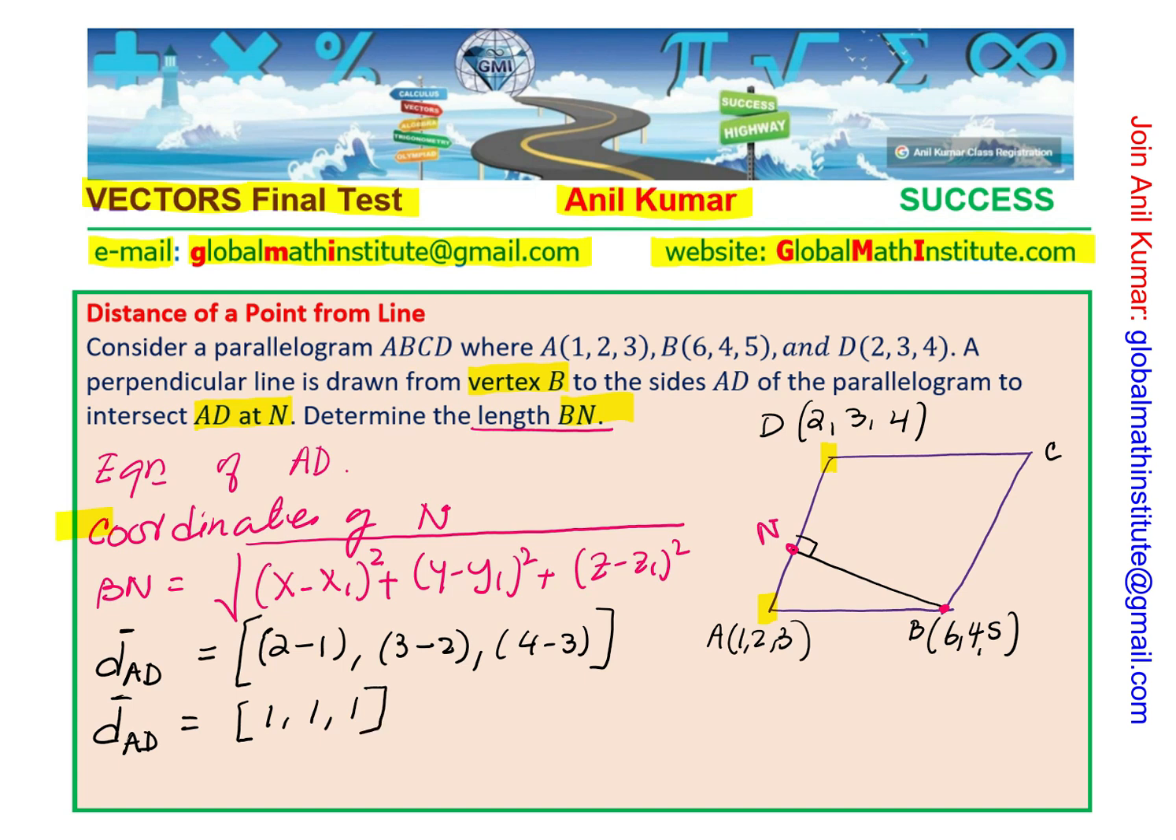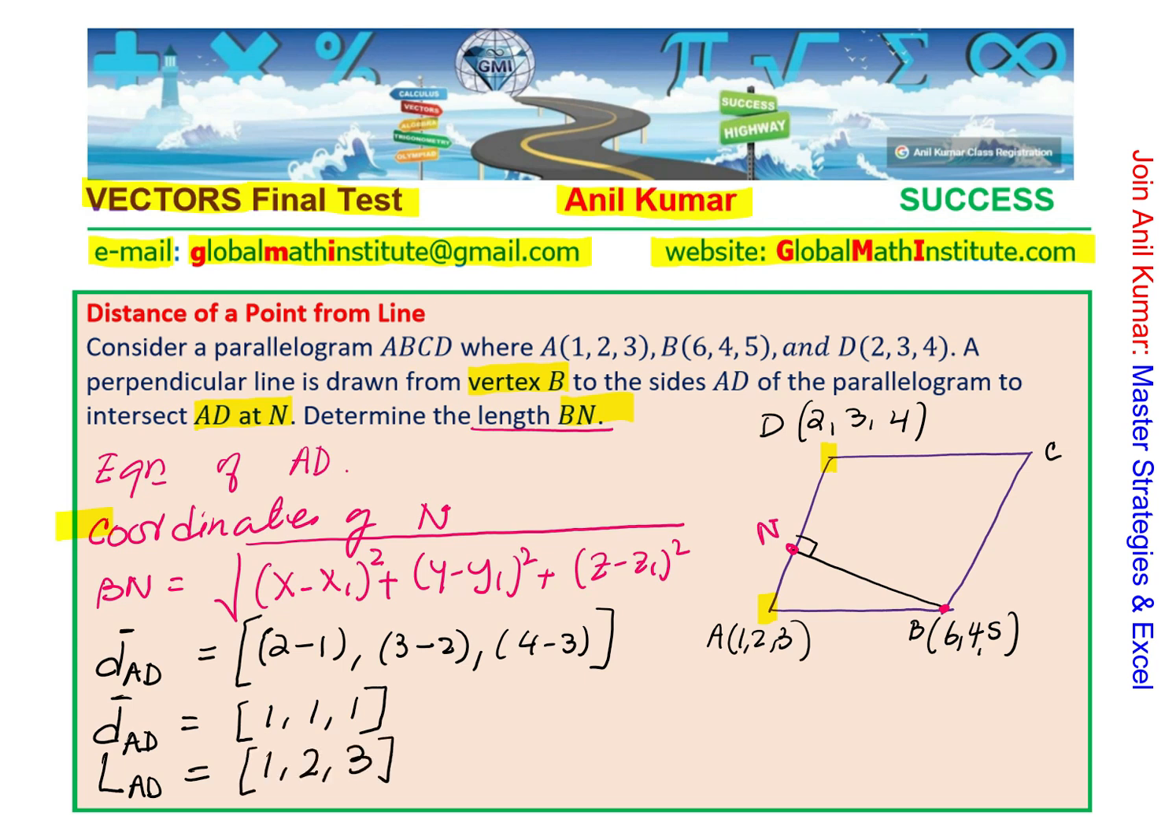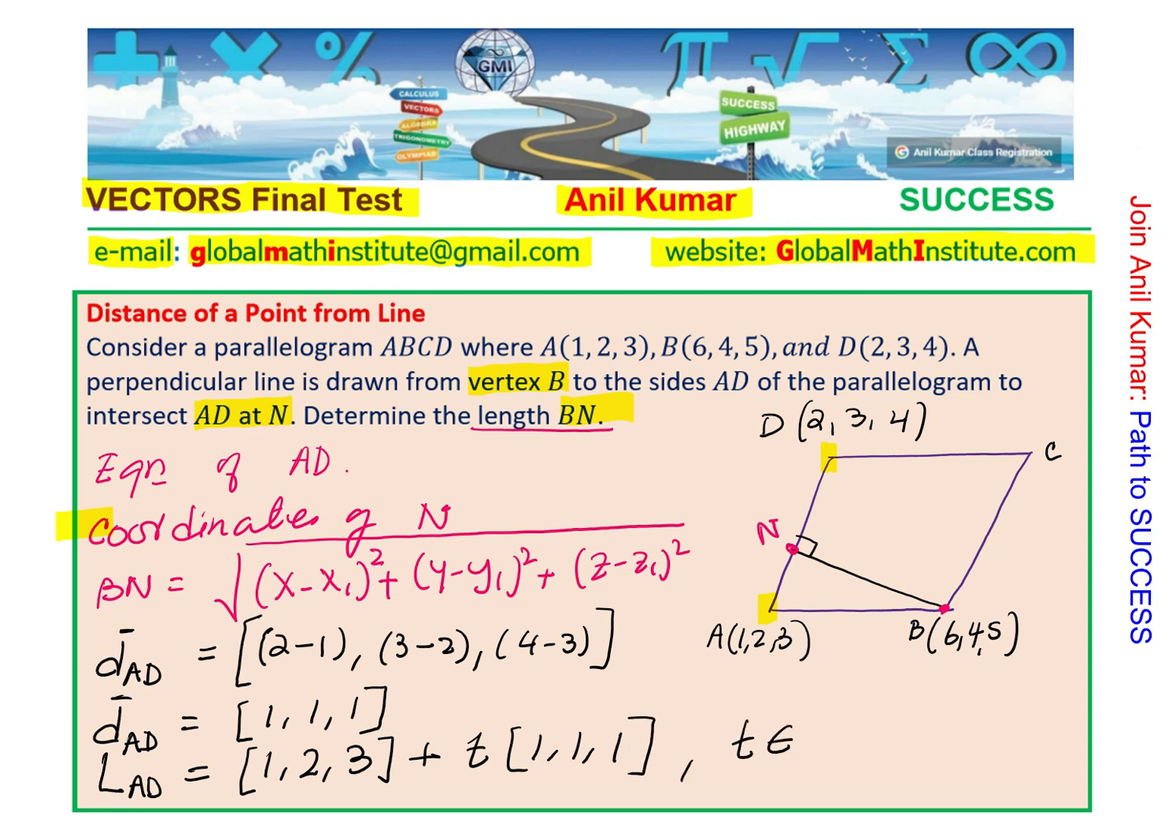We know a point and the direction vector, and therefore the equation of the line AD is equal to the point (1, 2, 3) plus any parameter t with this direction (1, 1, 1). Makes sense, right? Where t belongs to the set of reals. Is that clear to you? So we do get the first part, and that is the equation of AD.